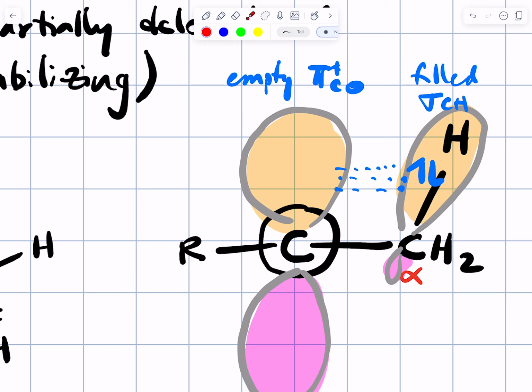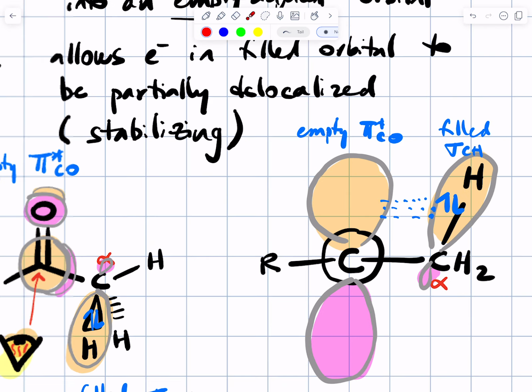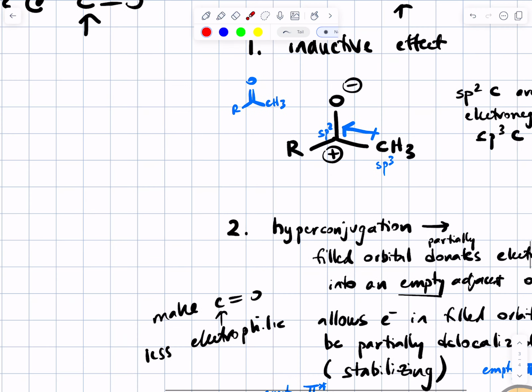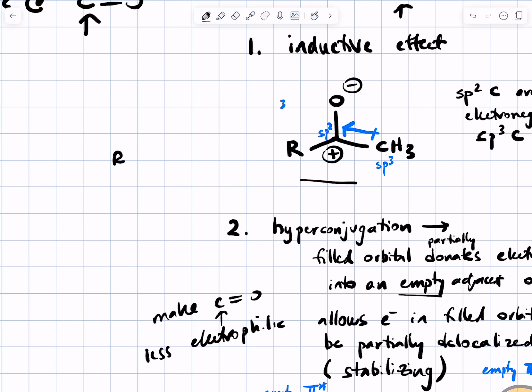Yep. Yes? Why would it partially fill the empty pi star instead of the empty p orbital? Why would it partially fill the empty pi star versus the empty p orbital? Actually, I think the question is related to this particular resonance structure of a ketone versus this one. You're looking at the one on the left and saying that one has a pi star. You're looking at the one on the right and saying that one has an empty p orbital on the positively charged carbon.